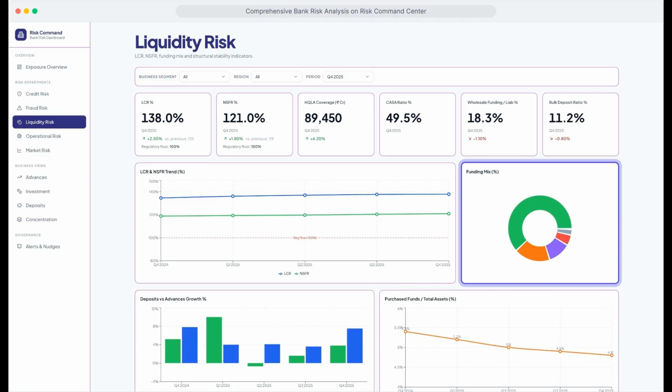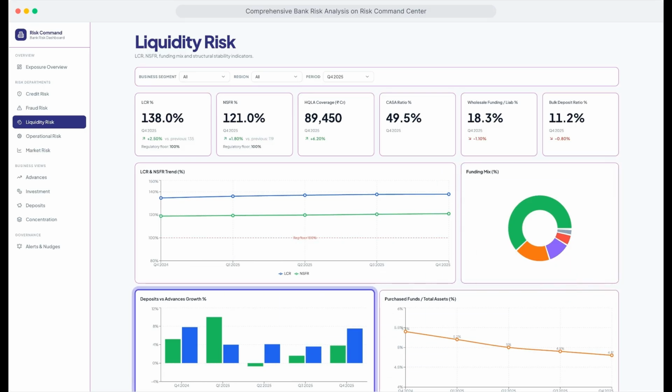This helps leadership understand the stability of the bank's funding base. A higher retail deposit share generally indicates a more stable funding structure, while rising wholesale or purchase funding may need closer monitoring. The deposits versus advances growth chart helps users compare whether deposit growth is keeping pace with credit growth. If advances grow faster than deposits for several periods, it may create funding pressure. This view helps leadership monitor the balance between asset growth and liability growth.